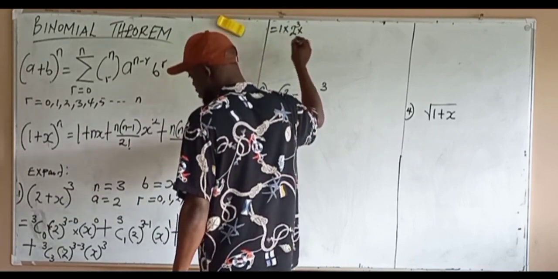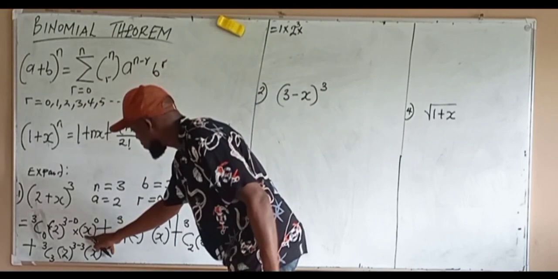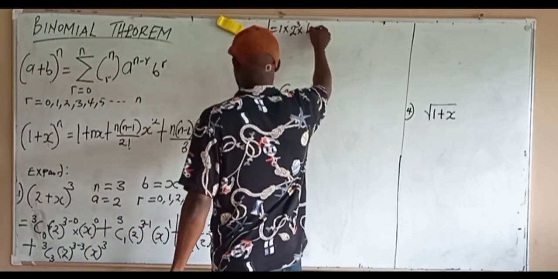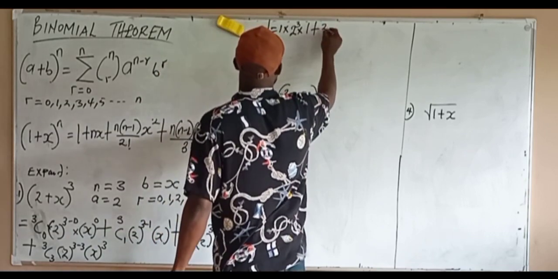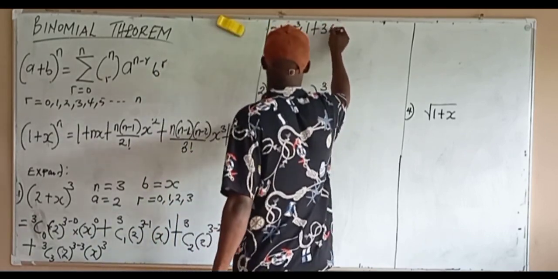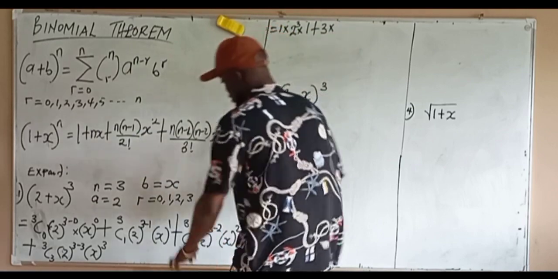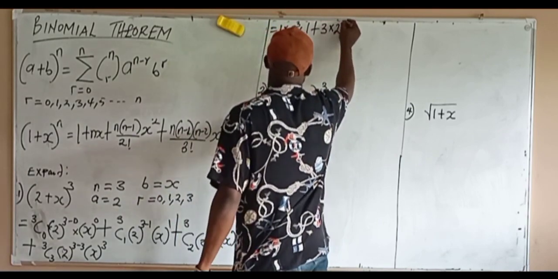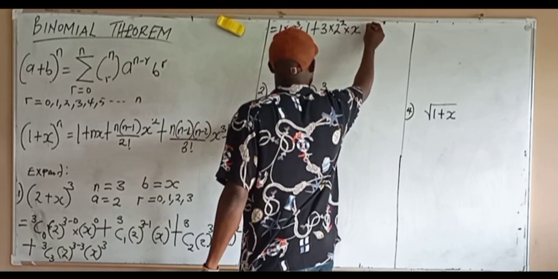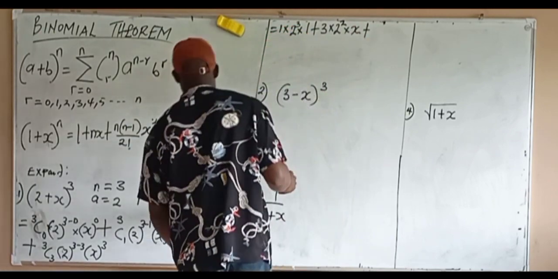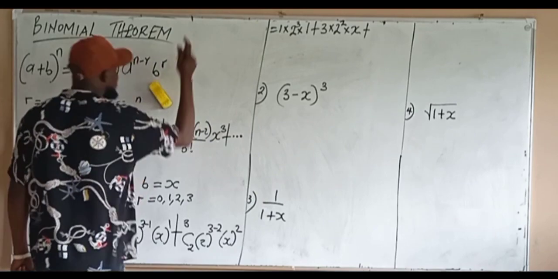Then times x to the power 0. A number raised to the power 0 is 1. Then plus 3 combination 1, remember that is the number itself, times 2 raised to power 3 minus 1, that is 2, times x to the power 1 with x. Then plus 3 combination 2. Let's do that one, 3 combination 2.